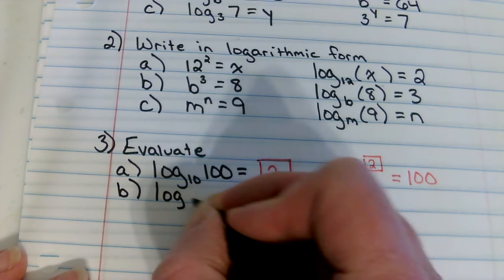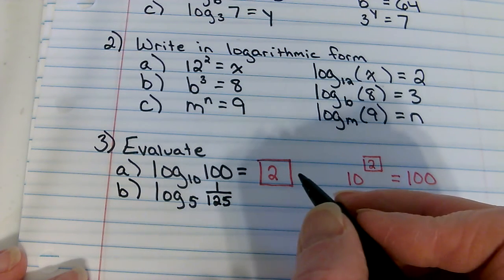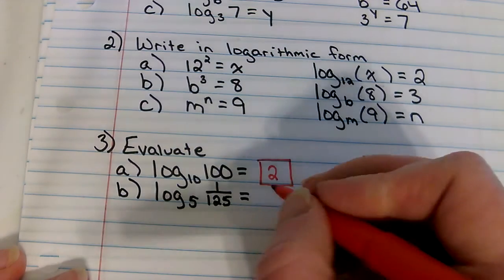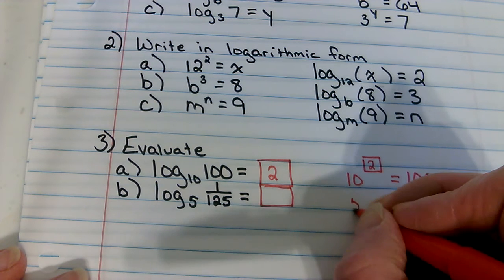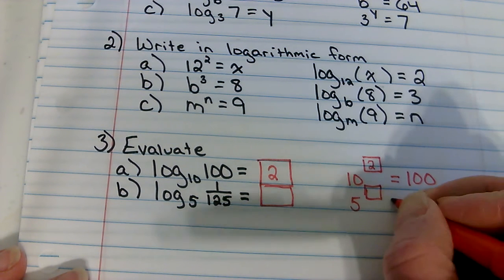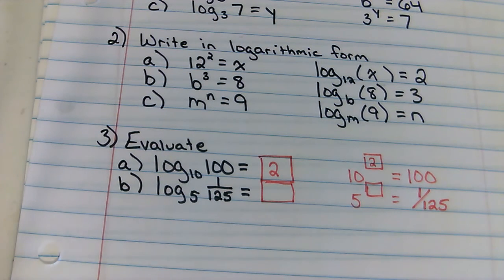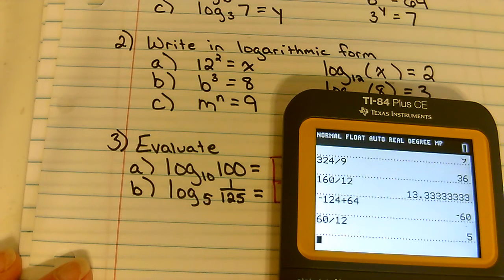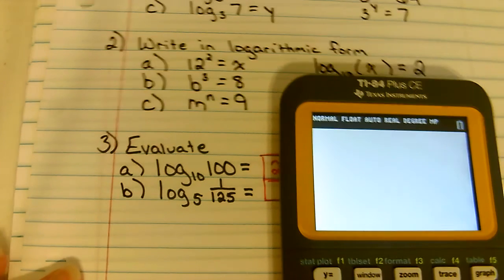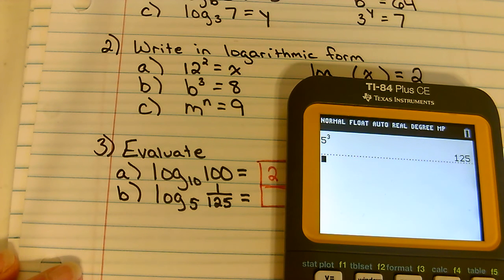Let's try log base 5 of 1 over 125. Ooh, a fraction. So we're trying to find the exponent that would give us a fraction answer. So 5 to what exponent would give me 1 over 125? Well, if you don't remember your exponent rules, I invite you to try some things in the calculator. So what could I try? Well, let's see. I know 5 cubed gives me 125.